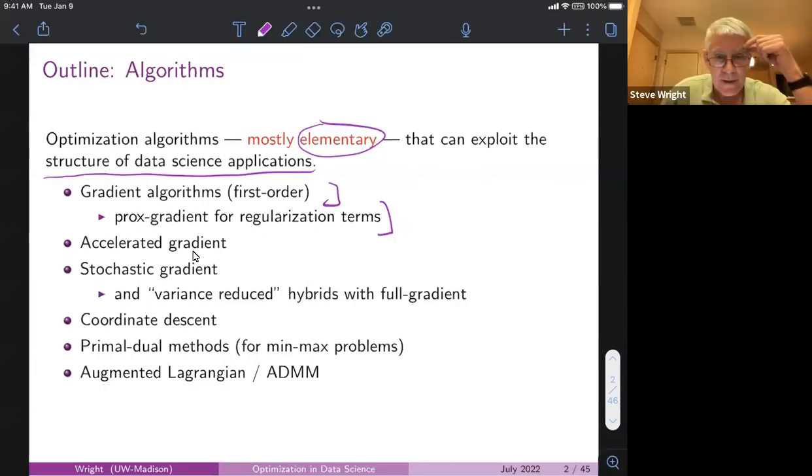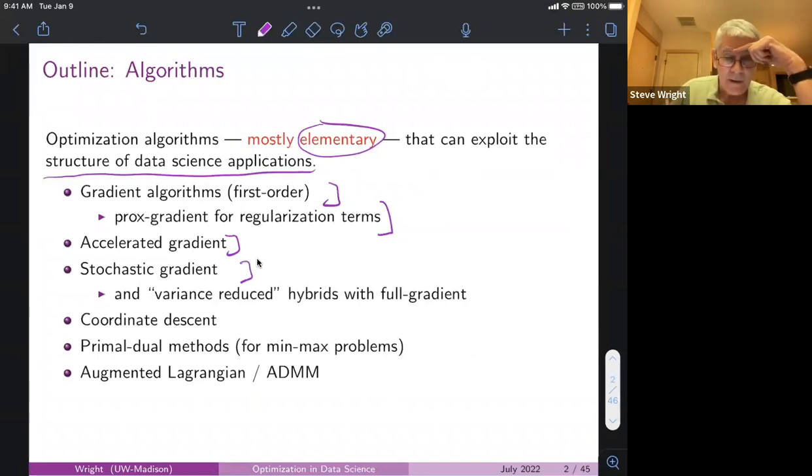terms added to a smooth objective. Okay, I'll talk about accelerated gradient, which people in machine learning got very excited about starting 10 or 12 years ago. I'll talk about stochastic gradient. This really is the workhorse algorithm for training neural nets.